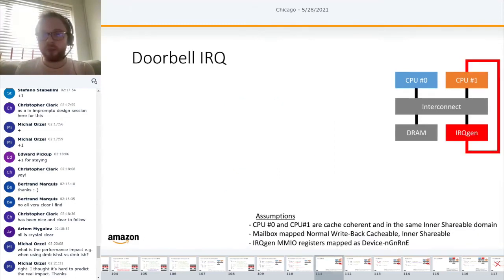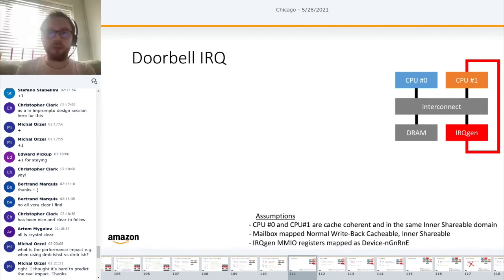Okay, so let's start to think about some slightly more interesting examples. On the slide now, we've got a doorbell IRQ. The idea here is that CPU 0 is going to do some stuff, maybe write to a mailbox, and instead of writing to a flag, which CPU 1 is polling over and over in a loop, we're just going to write to this peripheral. It might be like a doorbell peripheral, and that's going to cause an interrupt to CPU 1. And when CPU 1 takes that interrupt, it's going to read the mailbox, okay?